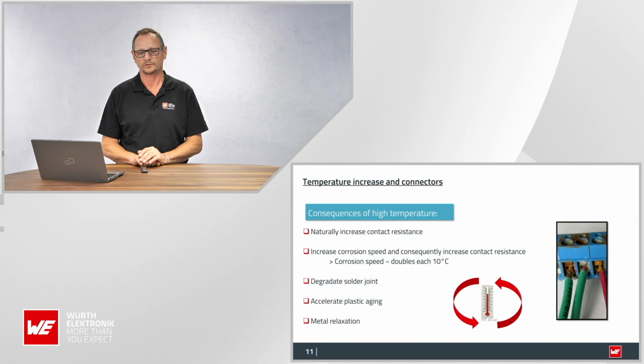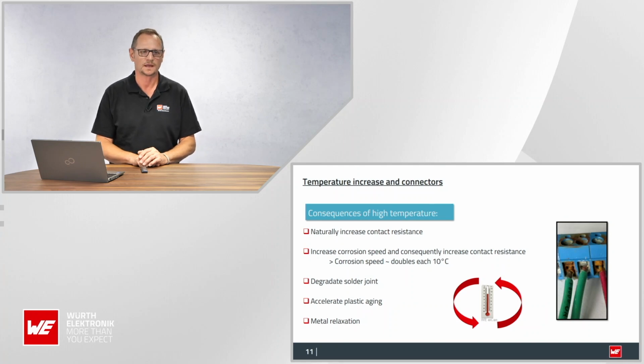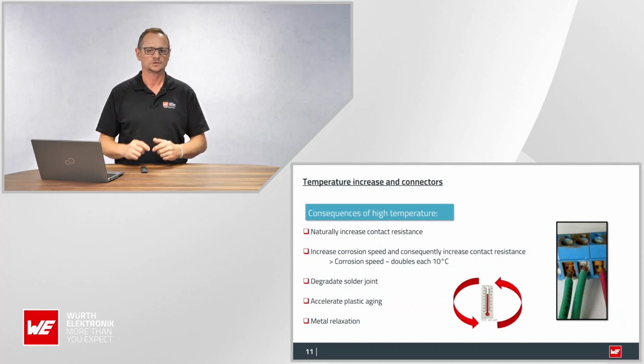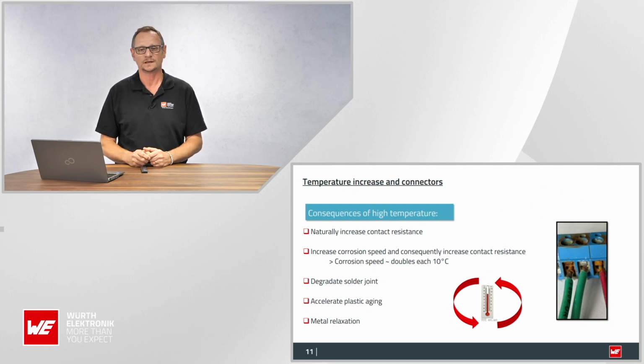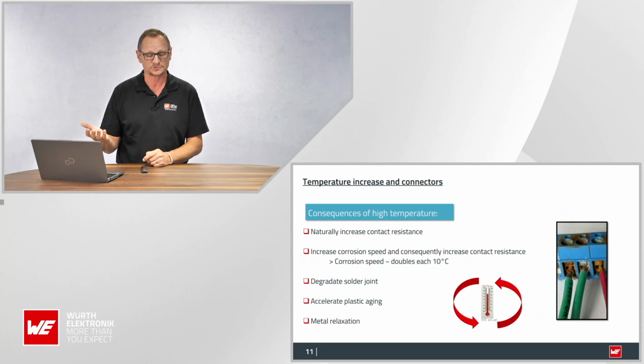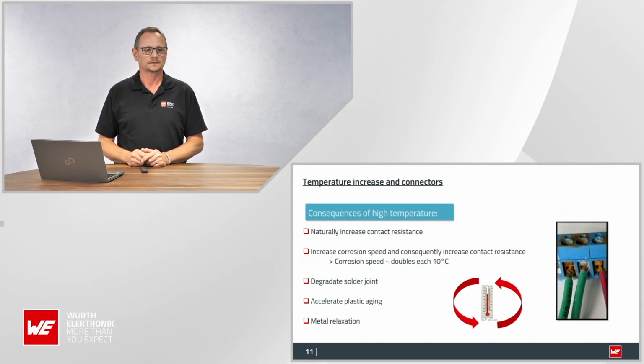We call it relaxation. That means if you have a contact pair where you need to have a spring effect, then the spring effect may get loosened. Losing the spring force would of course mean that you have an increase of the contact resistance again. And higher contact resistance will, of course, generate more heat. So you have a kind of devil's circle here, heating up to an unclear point.